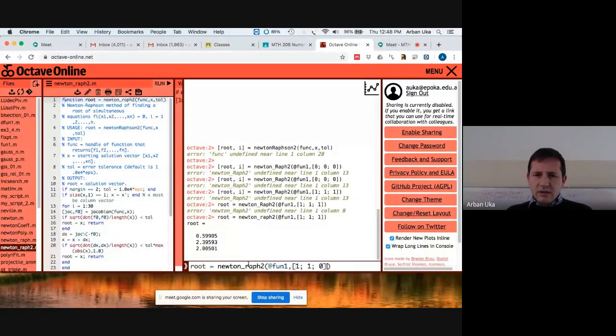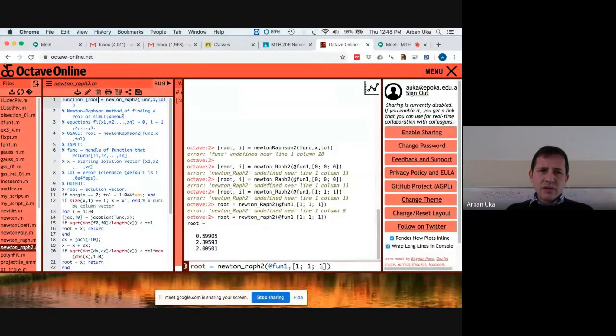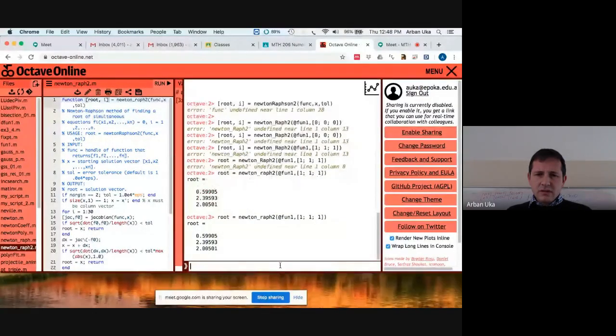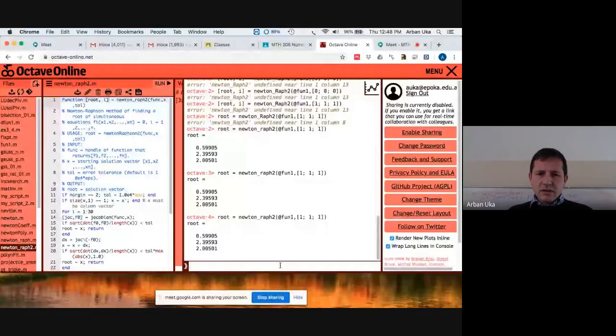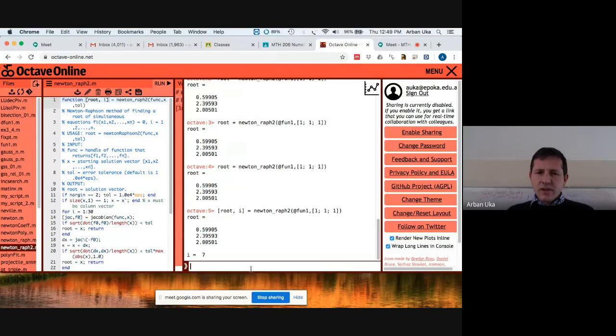Probably we can even check how this converges by plotting the number of iterations that we get. We don't see this. Okay, oh why? So it takes 7 steps to converge from 1, 1, 1.